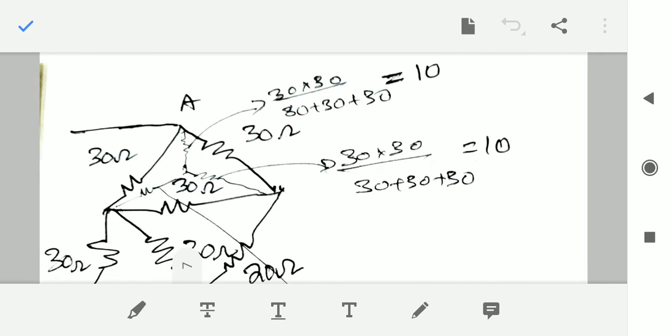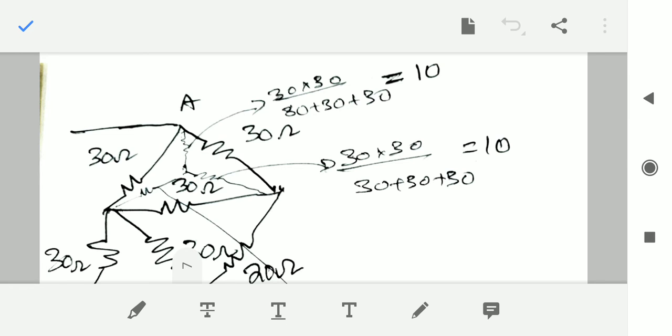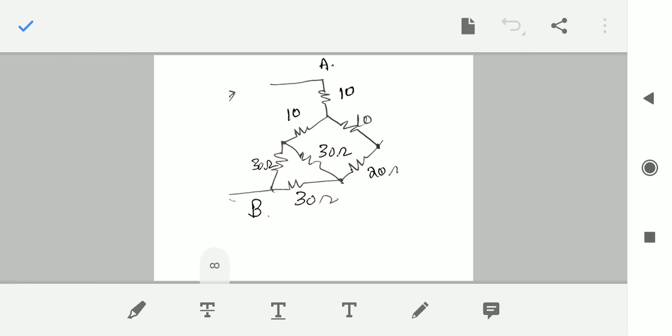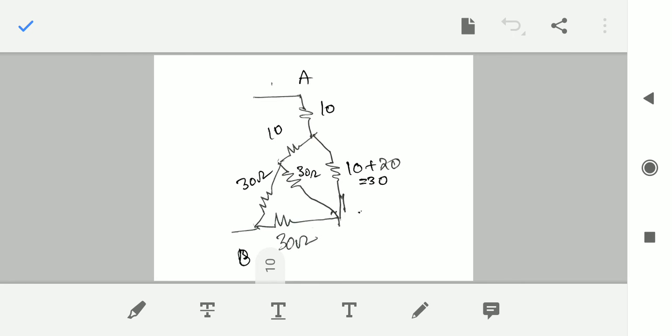After doing this, we can neglect these three resistances, and it looks like this. So 10 ohm. Now you can observe that these 10 ohm and 20 ohm are in series. So we can convert them into an equivalent resistance of 30 ohm.